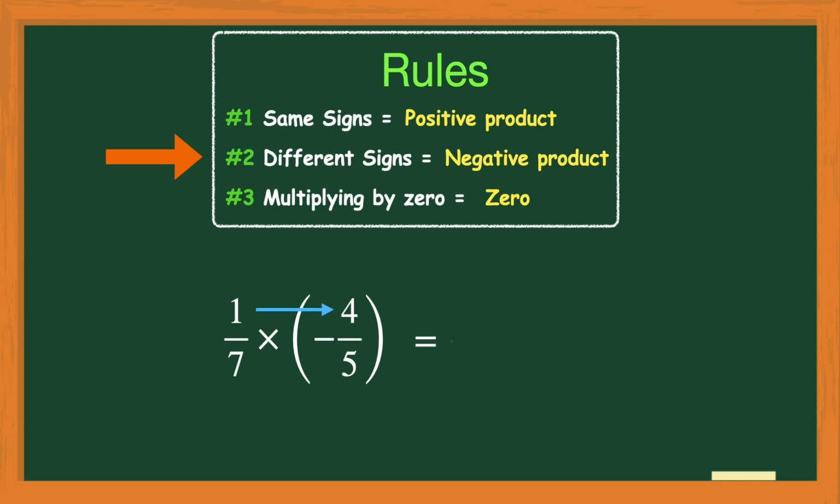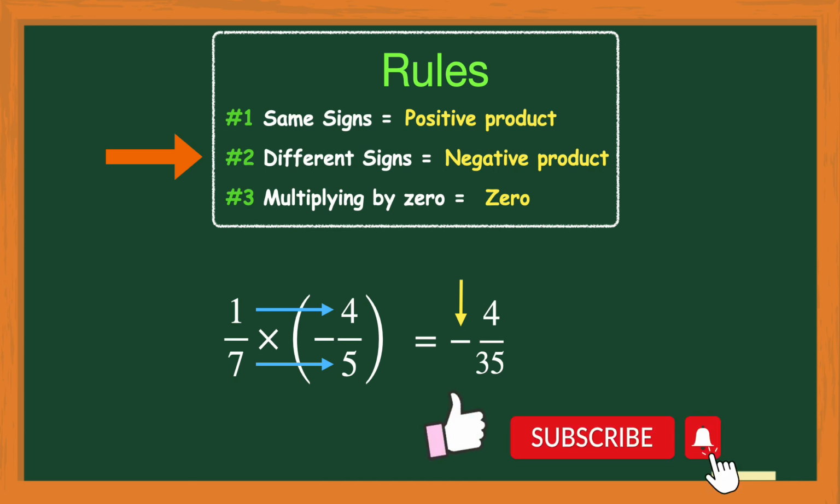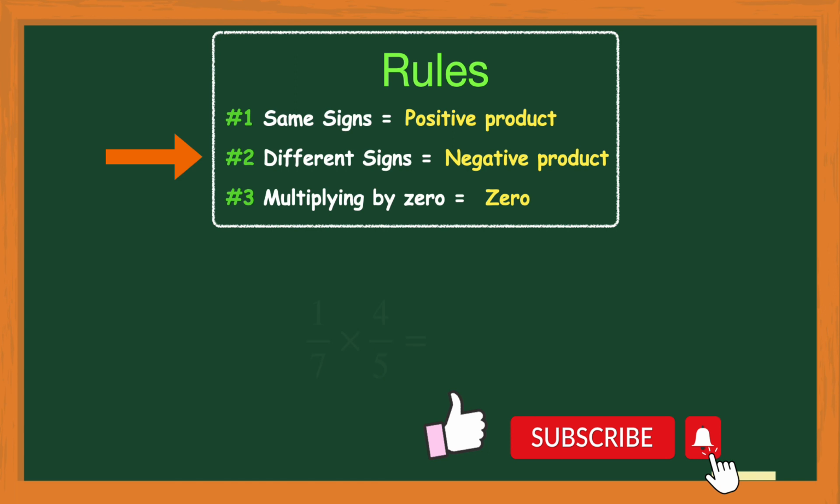1 times 4 is 4, and I'll also bring over the negative sign because I know that my answer will be negative. Then I'll multiply the denominators, and 7 times 5 is 35. And since the numerator of 4 does not share any common factors with the denominator of 35, my product is negative 4/35.